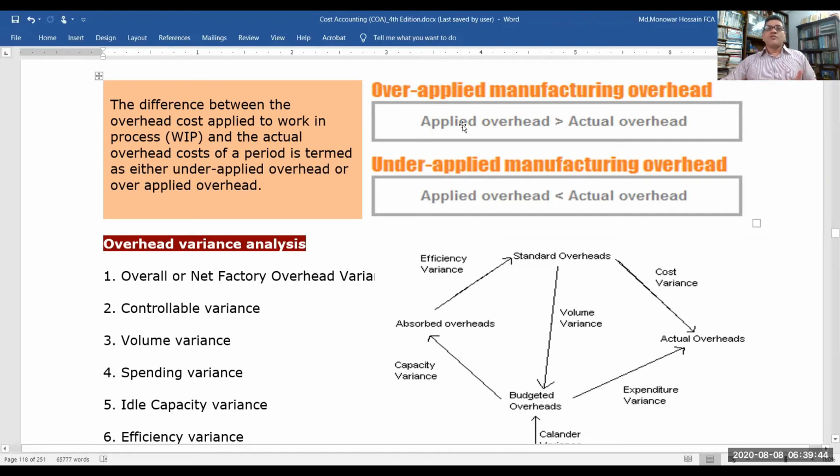So look here. Over applied manufacturing overhead means applied overhead is greater than actual overhead. And if applied overhead is less than the actual overhead, then it would be the under applied manufacturing overhead.